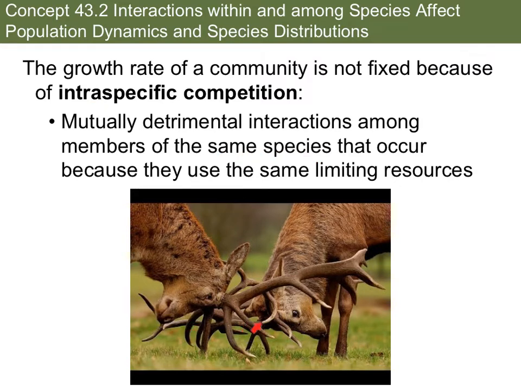So in this picture, you can see these two male deer fighting over a limited resource, which is females, which is mates. And so intraspecific competition is still competition. They're both going to lose out. But in this case, it's now the same species, not different species.